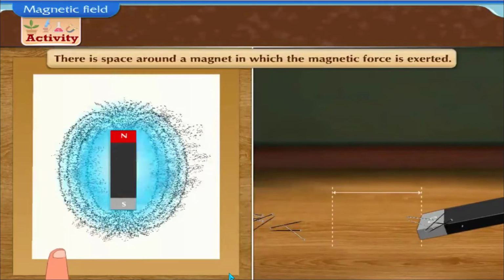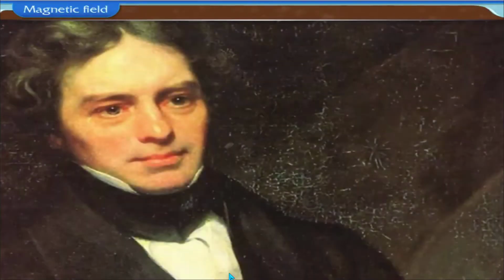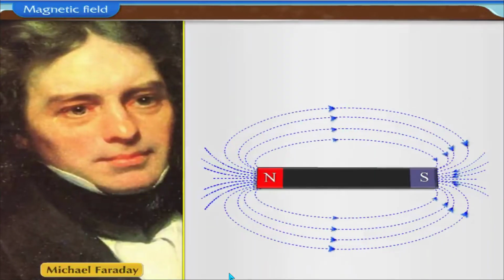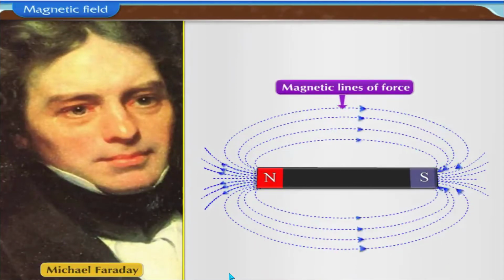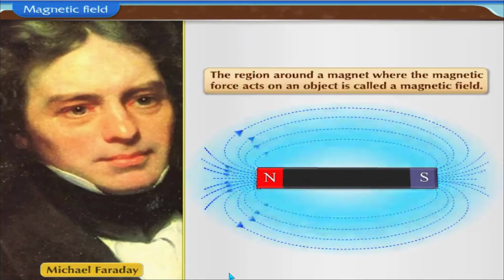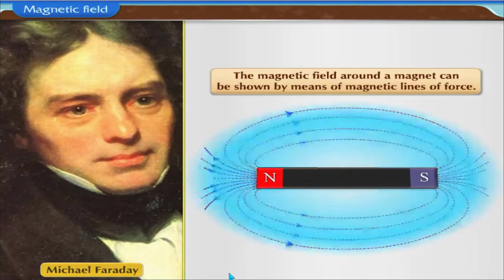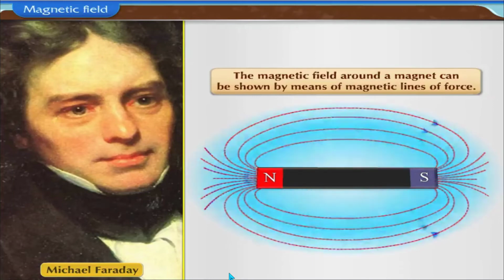From these two activities, we come to know that there is space around the magnet in which the magnetic force is exerted. The British researcher Michael Faraday named these lines going from one end of the bar magnet to the other end of the magnet as magnetic lines of force. The region around a magnet where the magnetic force acts on an object is called a magnetic field. The magnetic field around a magnet can be shown by means of magnetic lines of force.